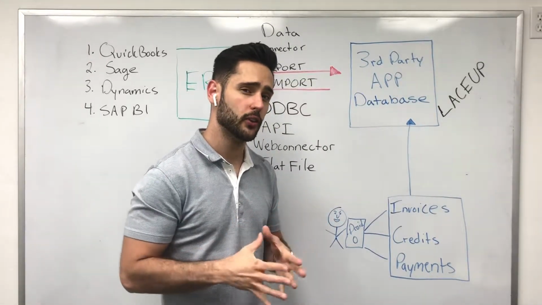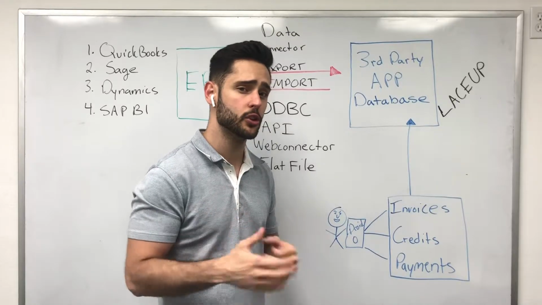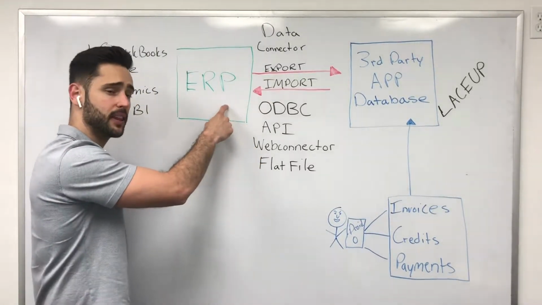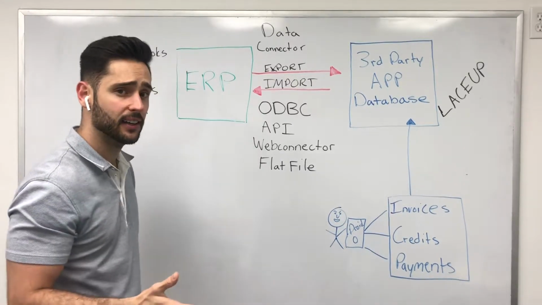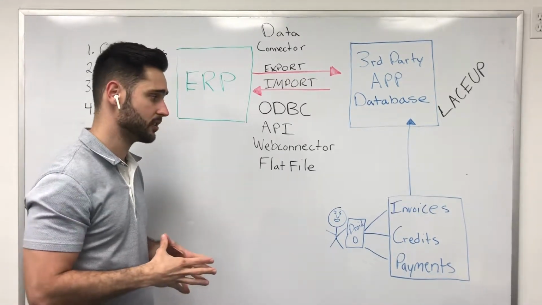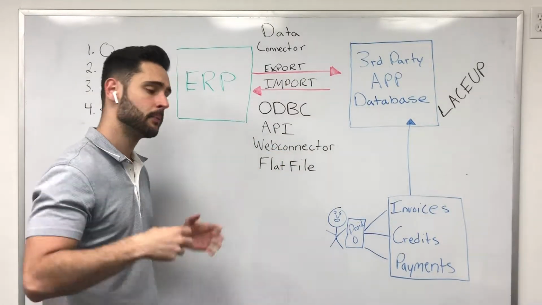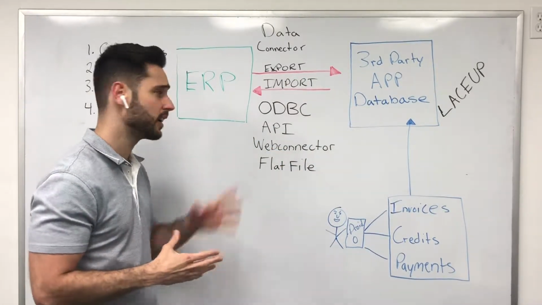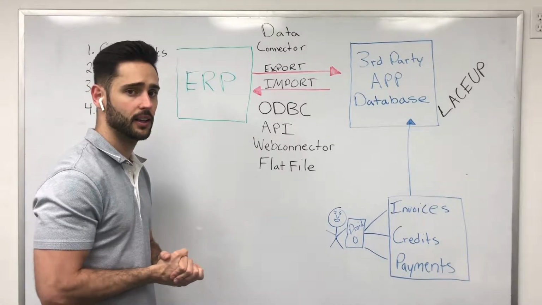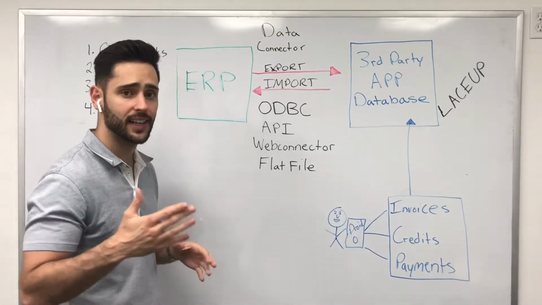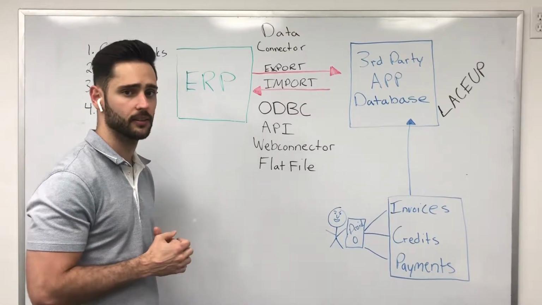So for those of you curious, now Mickey, how do you ensure that there's no errors? Normally, these solutions that are provided by the ERP provide substantial security measures, so that third-party applications such as LaceUp can't pass the wrong information into the ERP. These security measures ensure that your data is kept safe and secure.